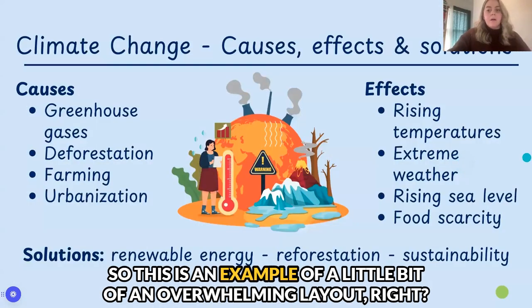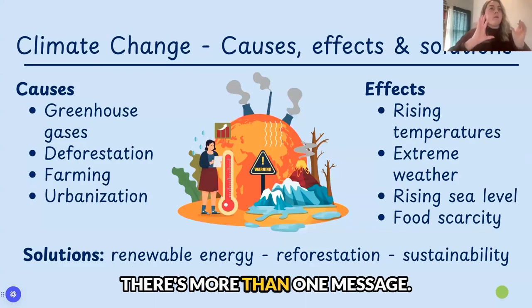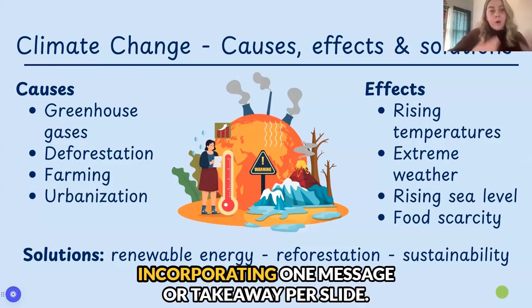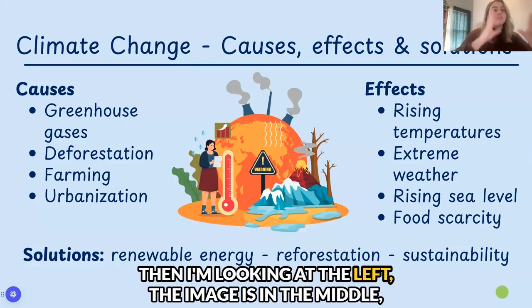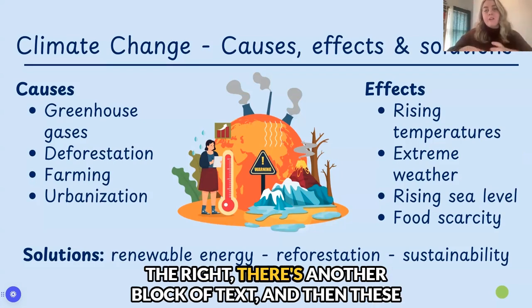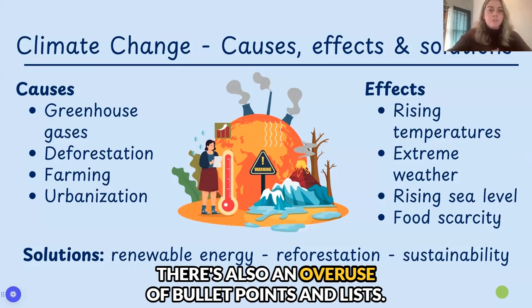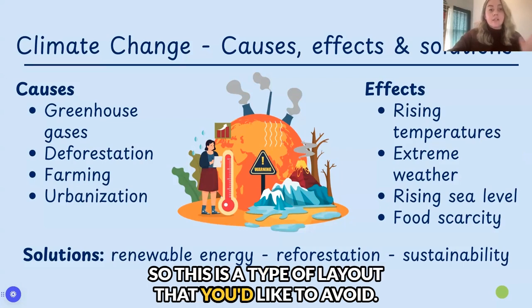So this is an example of a little bit of an overwhelming layout, right? The slide is a little bit too crowded. There's more than one message, so that goes against that key tip of incorporating one message or takeaway per slide. There's also no logical flow, right? I'm looking at the title, then I'm looking at the left, the image is in the middle, on the right there's another block of text, and then these solutions are at the bottom. There's also an overuse of bullet points and lists. All of this makes it a little bit confusing. So this is a type of layout that you'd like to avoid.